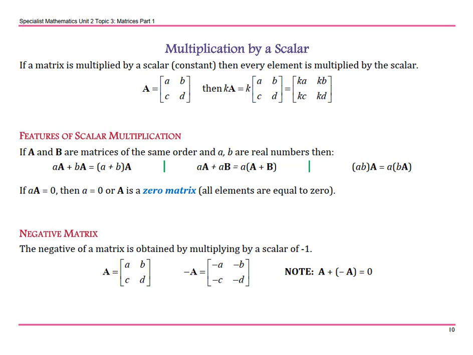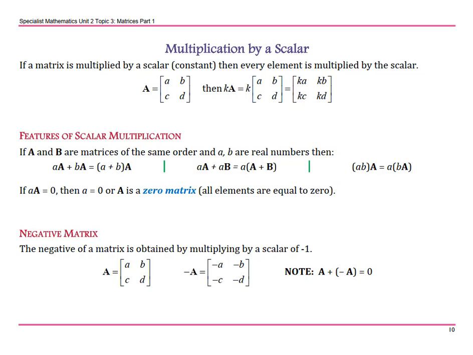Now, features of scalar multiplication. If A and B are matrices of the same order and a and b are real numbers, then the scalar a times the matrix A plus the scalar b times the matrix A is going to be the scalars (a plus b) all times the matrix A. Now, if I multiply matrix A by a scalar a, and matrix B by a scalar a, then I could add my two matrices and multiply by the scalar a.